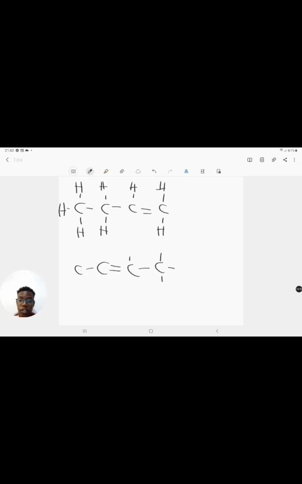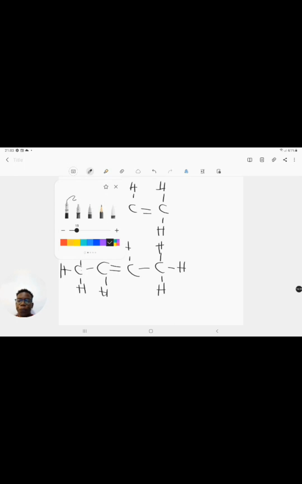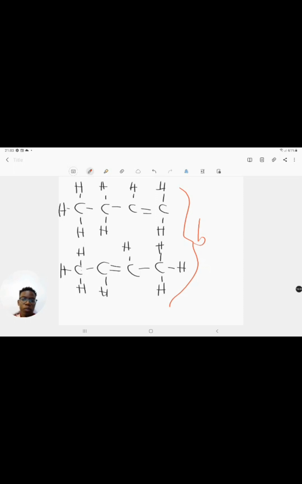So it's different structures, same molecular formula. This is C4H8 for all of them. All of these are H's. Let me write that a bit clearer there. There's my H there. So we know that both of these are butenes.